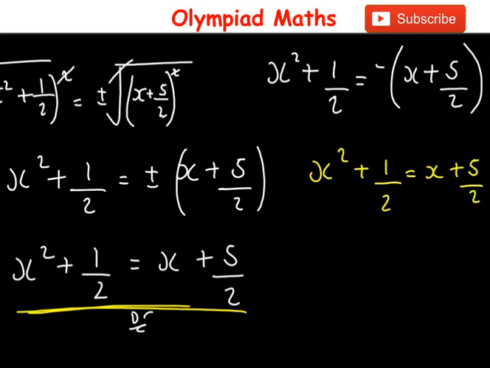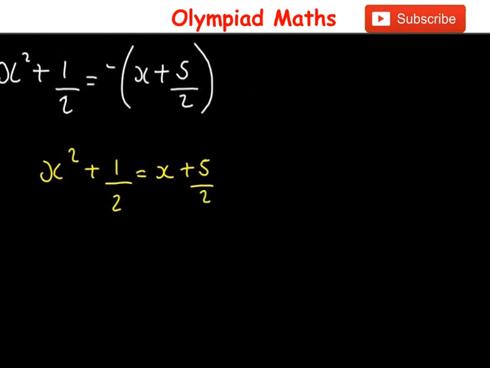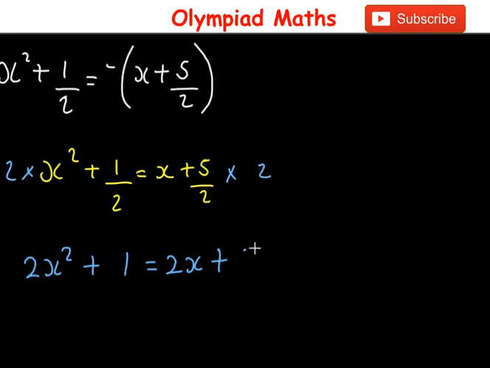From here we have x squared plus 1 over 2 equals x plus 5 over 2. Solving this, we are going to multiply the equation by 2. So 2 times x squared is 2x squared, plus 2 times half is 1, equals 2 times x, 2x, plus 5 over 2 times 2 is 5. And with this, we are simply going to bring this over to this side of the equation. This becomes 2x squared, then minus 2x, then plus 1 minus 5.